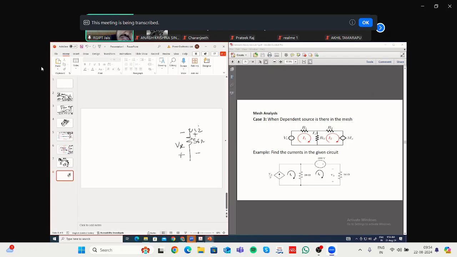We are considering the side. So what will be the voltage drop? It will be I2 multiplied by 56. 56 is the resistance value, and I2 is the current that you have considered. So this will be the voltage.